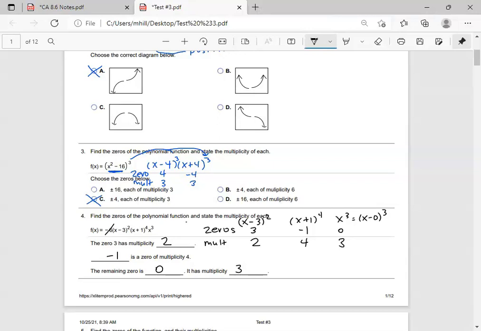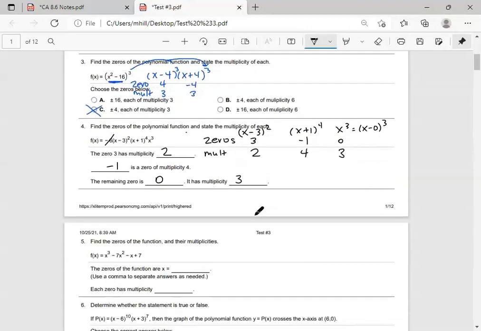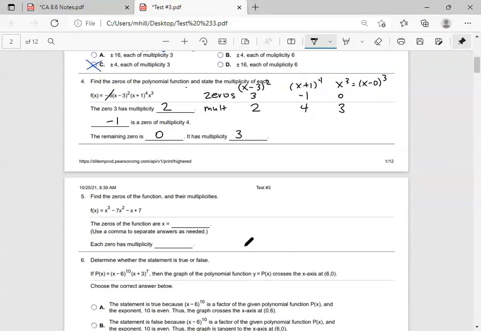This one at 0 is going to cross over the x-axis because the multiplicity is odd. And just reminding you about that, we'll have some more problems about that in a little bit. Even is going to be tangent to the x-axis, which means it bounces. And if it has an odd multiplicity, it's going to cross over.